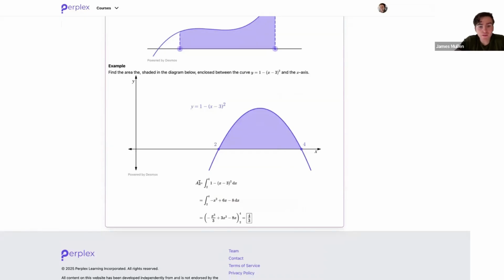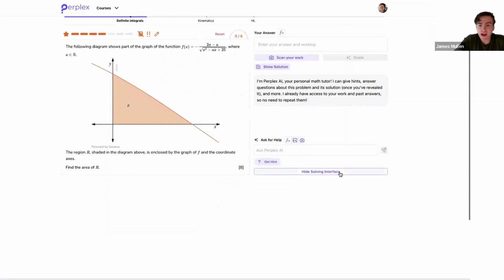And therefore, my area is going to be the integral from 2 up to 4 of 1 minus (x minus 3) squared. If I expand all that, I just get a quadratic, and I know how to integrate powers of x, and so this leads me to my answer of 4 over 3. Okay? Now, IB style example.